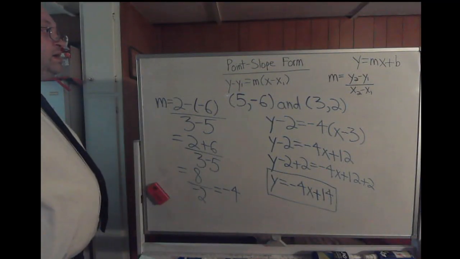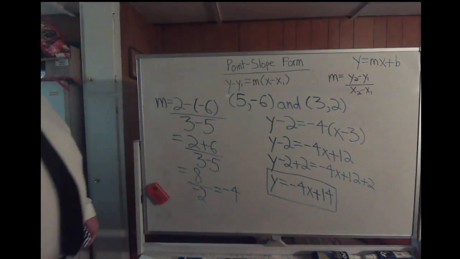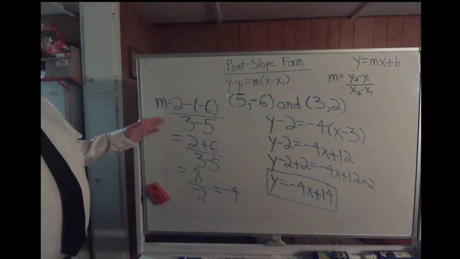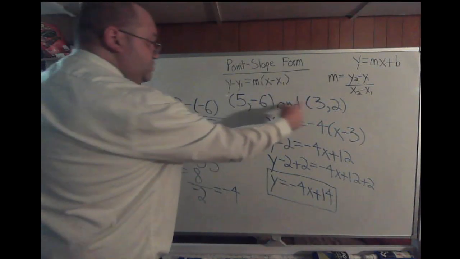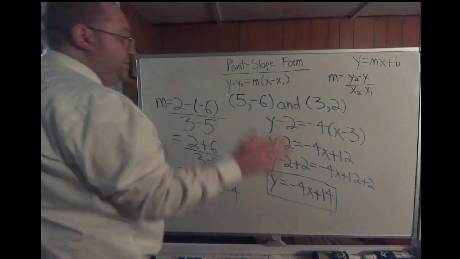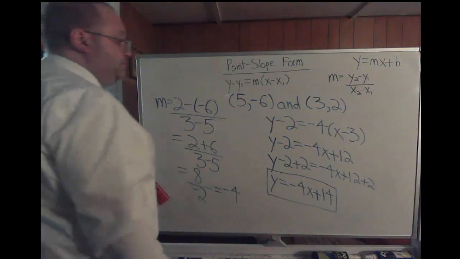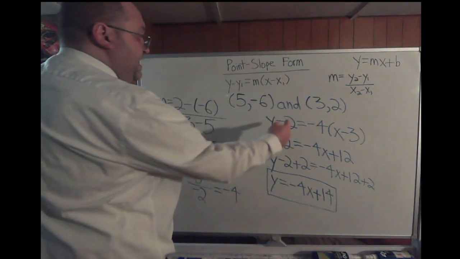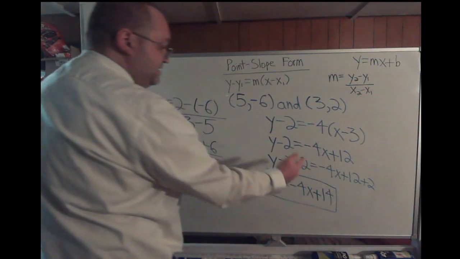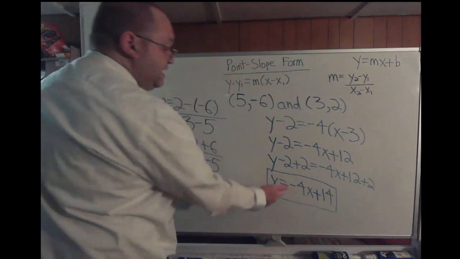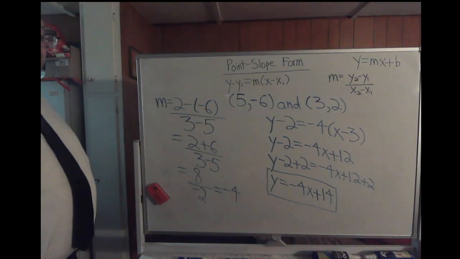So if you're ever just given 2 points on a line, first thing you want to do is find the slope. Always find your slope. Then pick which one of these points you want to be your x1, y1. It doesn't matter which one you pick. You should always get the same result every time. So you put those values into the point-slope form equation. You do your distributive properties and your other basic math, and you should get it into slope-intercept form. That's the goal, is to get this into slope-intercept form.